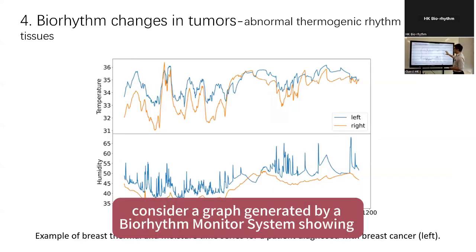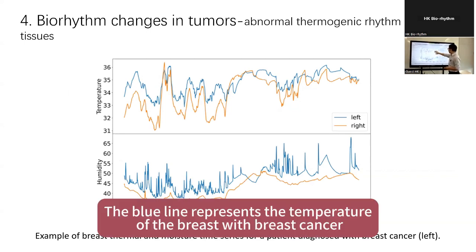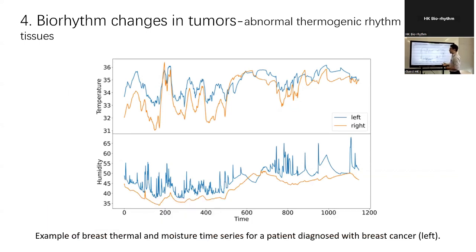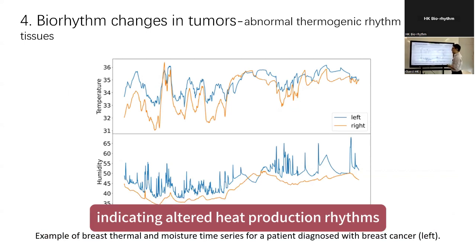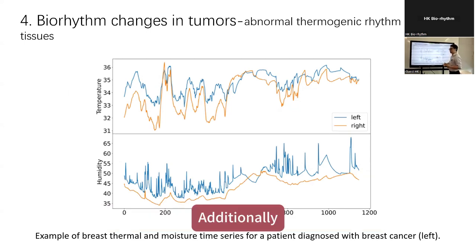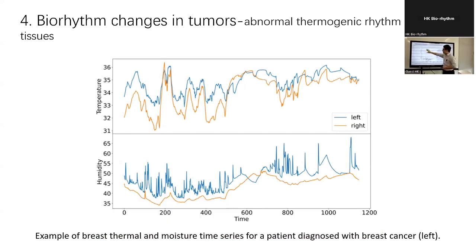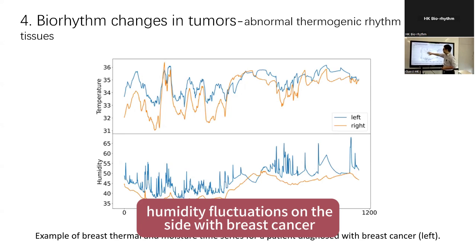For example, consider a graph generated by a biorhythm monitor system showing temperature variations over 1,200 minutes, 20 hours, for both breasts. The blue line represents the temperature of the breast with breast cancer, while the orange line represents the temperature of the normal breast. The blue line consistently shows higher temperatures and less smooth temperature fluctuations, indicating altered heat production rhythms. Additionally, the sensor includes a humidity monitor to compensate for temperature sensitivity. Higher skin temperatures induce sweating, leading to higher overall humidity levels and more significant humidity fluctuations on the side with breast cancer.